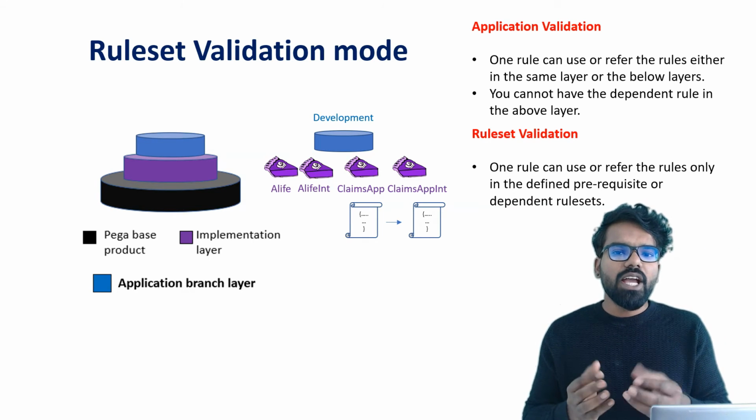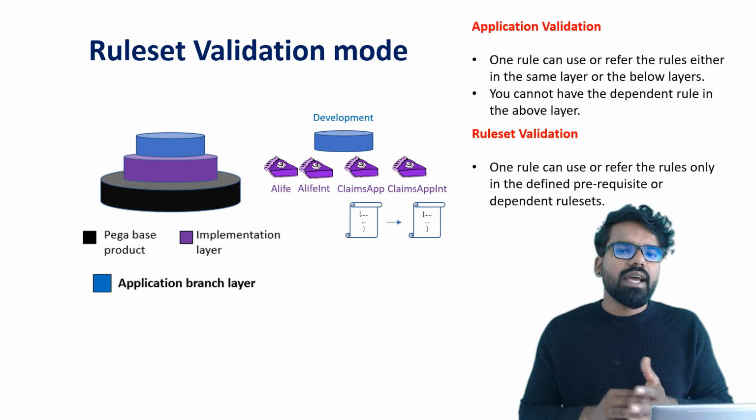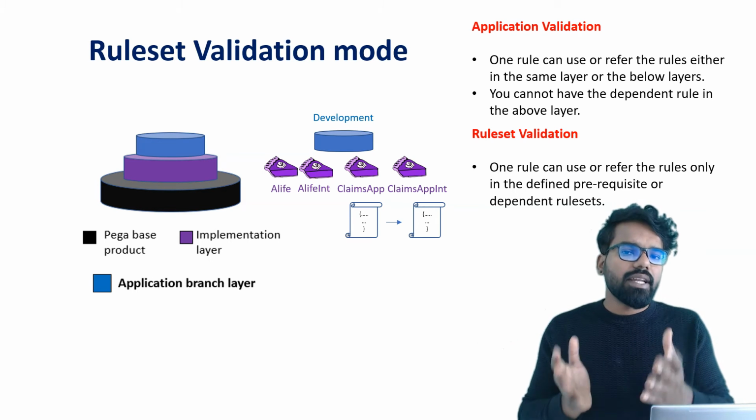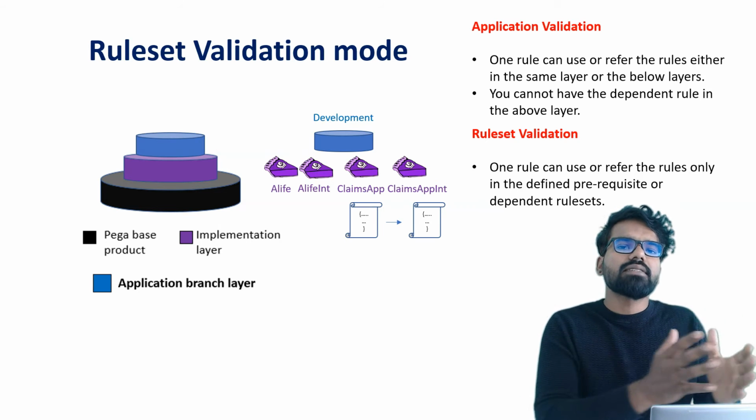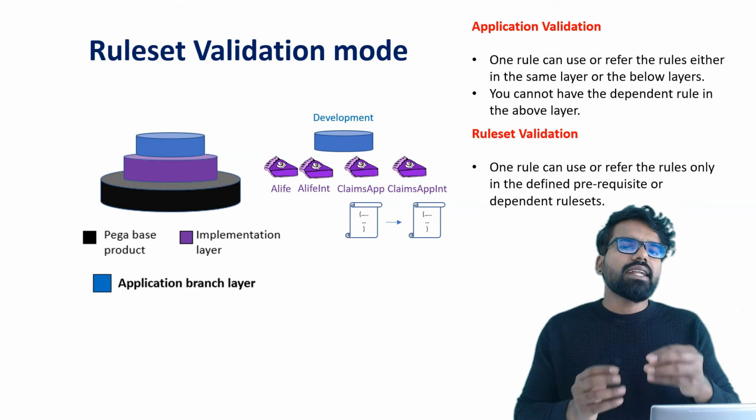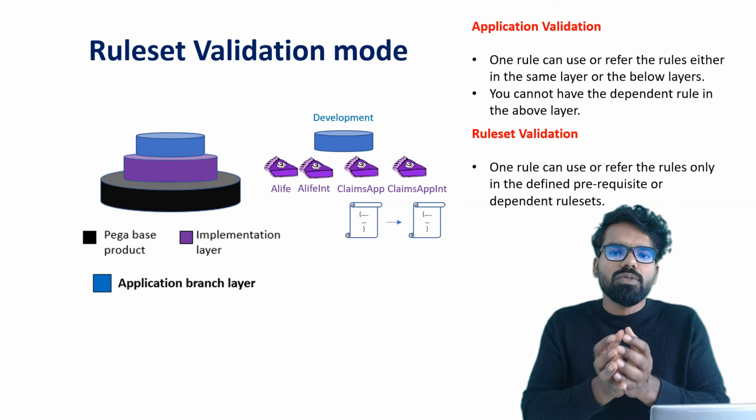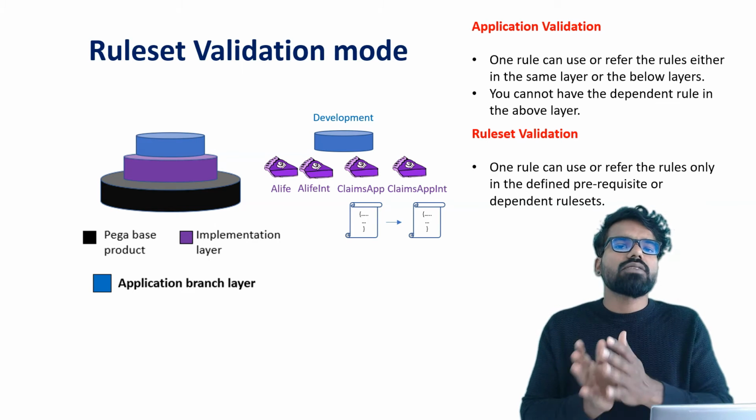So by this way, if any rule set can be reused across applications, and if it has some dependency on different rule sets, then definitely you should mark it as rule set validation and specify the dependencies in the rule set. Ideally, in some component rule set, you will have all the rules within the same rule set. If you have a dependency on different rule sets, then you can mark it as rule set validation.